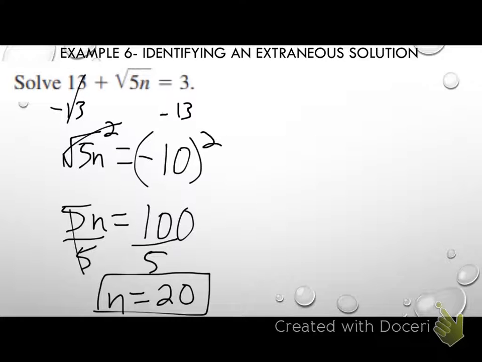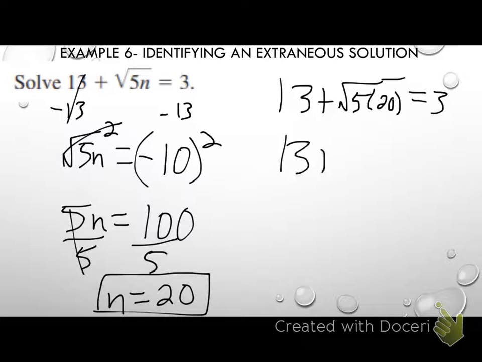But can I bank on the fact that it is? No, you gotta check it. Remember, we gotta check it. Plug it back in for your variable. And work down both sides of the equation.